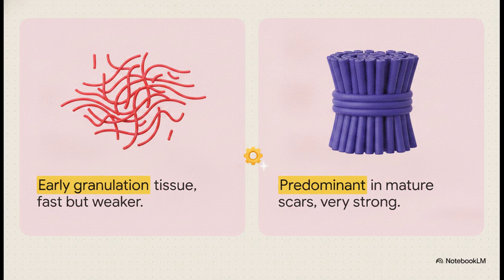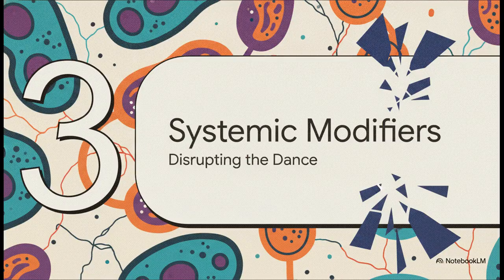Think of type 3 as the body's quick and dirty temporary patch. It's synthesized really rapidly in early granulation tissue, but it doesn't have a ton of tensile strength. Later on, the body enzymatically breaks it down and upgrades it to the much stronger type 1 collagen, which is the predominant material you'll find in mature scars. All right, let's hit Section 3, systemic and local modifiers.